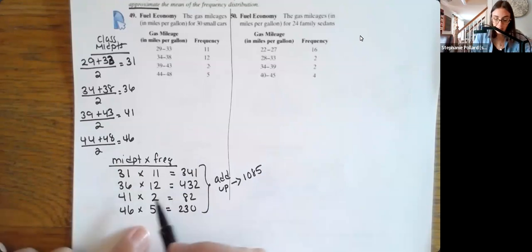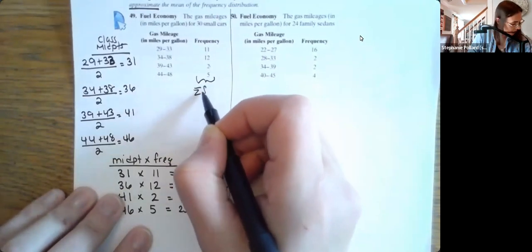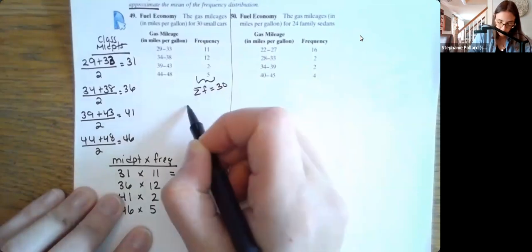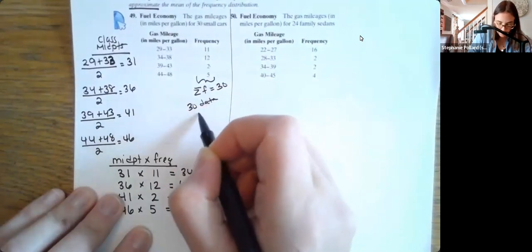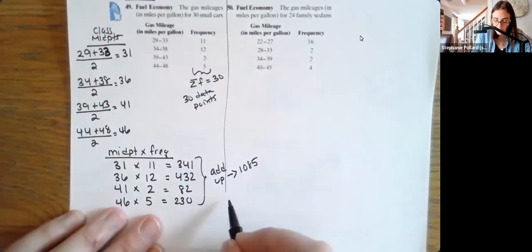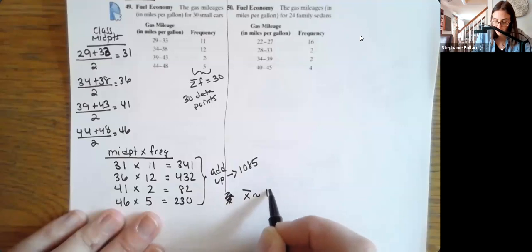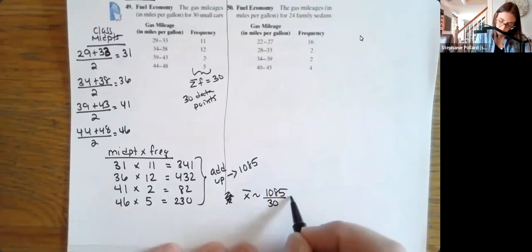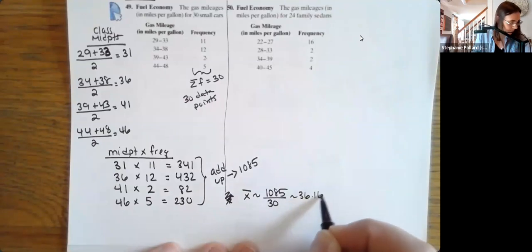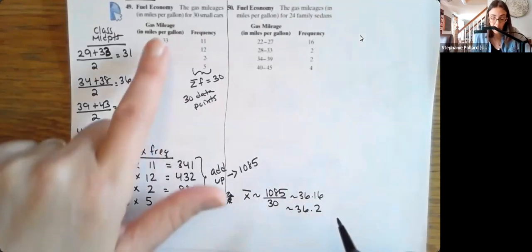Now, your denominator is still the number of data points. If you add these all up, you'll see that the sum of the frequencies is 30 here. So there are 30 data points. So my mean is going to be about that 1,085 divided by 30, which is about 36.16, or about 36.2, and this was miles per gallon.